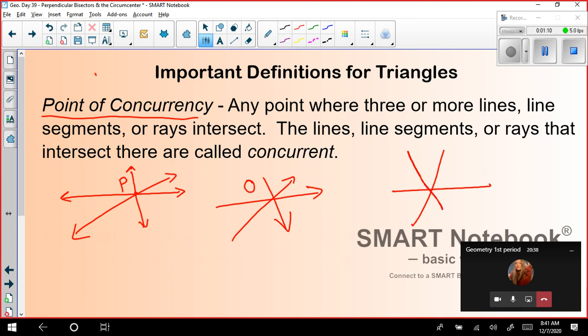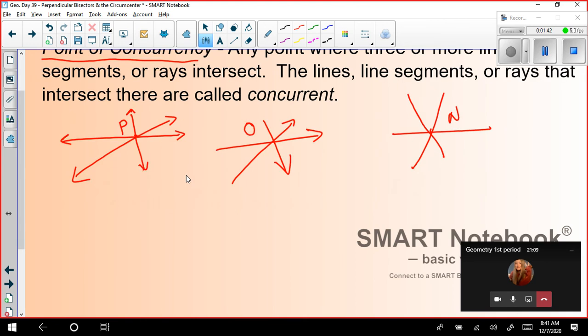If just three line segments meet at a point, all these three are called a point of concurrency. The lines, line segments or rays that intersect are called concurrent. Okay, so these lines here are called concurrent. In this case, these rays which meet at the point of concurrency are said to be concurrent. Same way, the line segments here which meet at the point of concurrency are said to be concurrent. Okay, let's see the next definition.